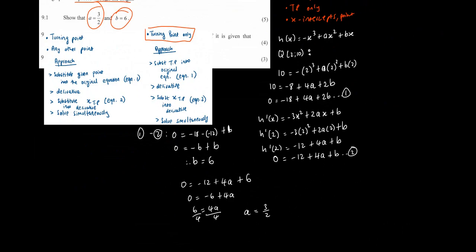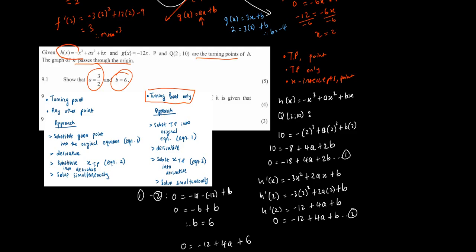But if your a is given already, just like here, they can give you the equation in this form. That means they will have given you that a is -1, so you substitute it there. Then if you're given a turning point and any other point, you substitute the given point, then you substitute the turning point, then you solve simultaneously.